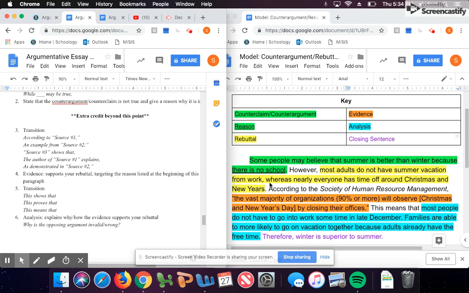I'm going to jump over to here. So we have a key up top, tells you what each of the highlighted parts means. In green, we have your counterargument, and the reason is also underlined. Yellow is the rebuttal, so that's why the green is wrong. Orange is evidence, so that's supporting the rebuttal. Analysis, explaining why the evidence supports the rebuttal. And then this purple is a closing sentence, which is not mandatory, not necessary, but it can sometimes be helpful because it does remind your reader what you were just talking about.